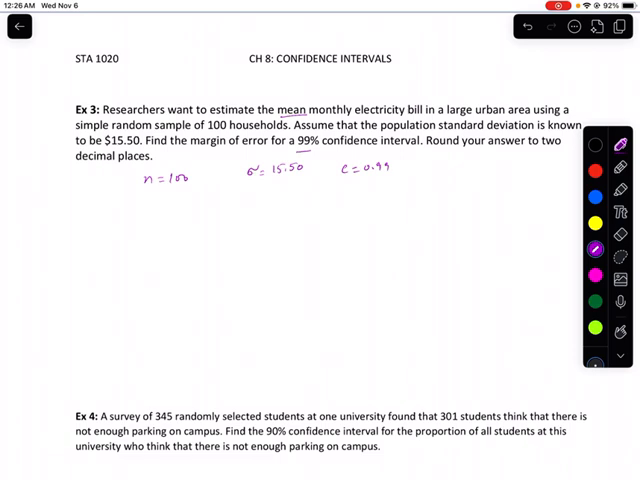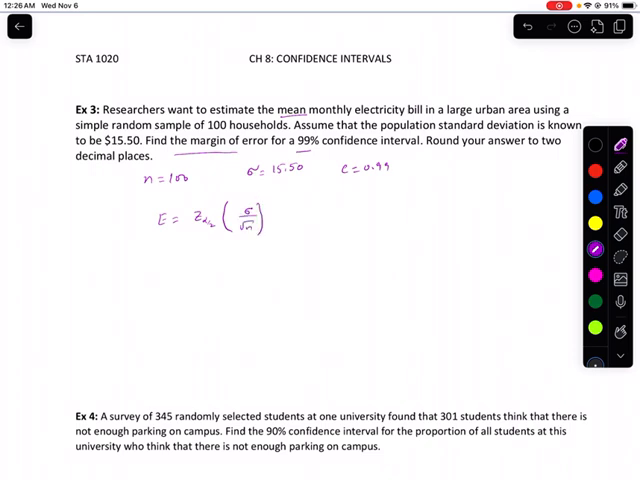Okay, again, this question is not asking us to construct the interval, but we have to find the margin of error. So what is the formula for E? You have to go back or open your notes and you may find it. It says Z alpha over 2 multiplied by sigma over square root of n.